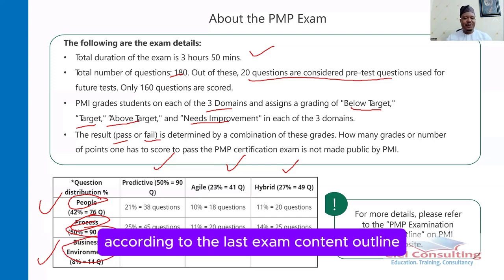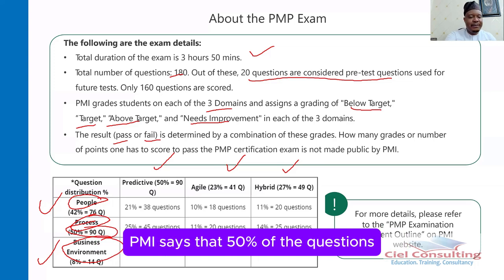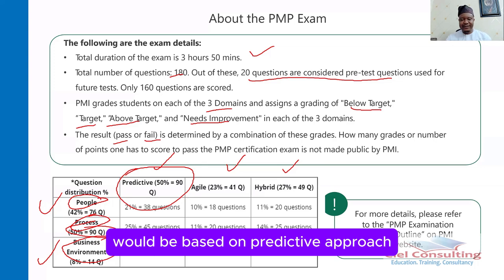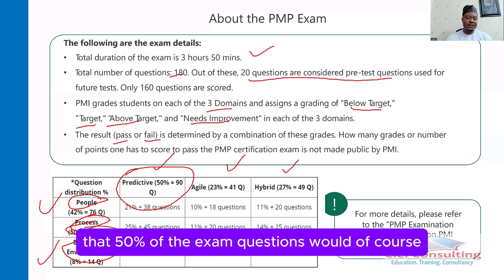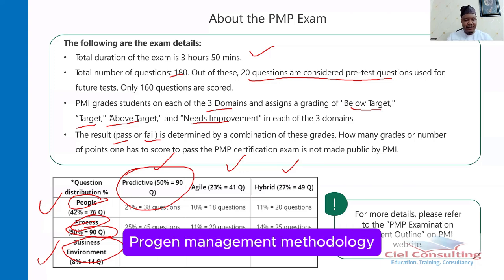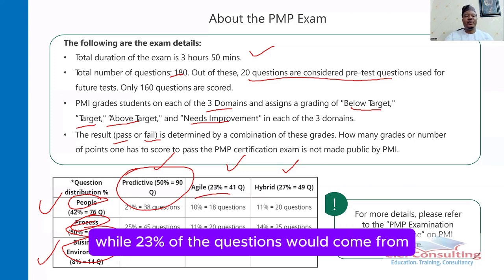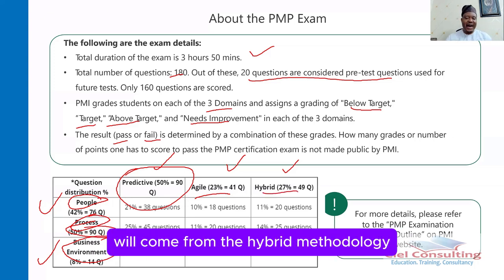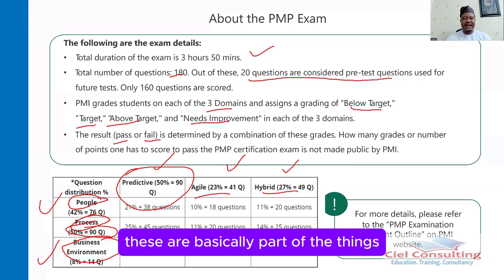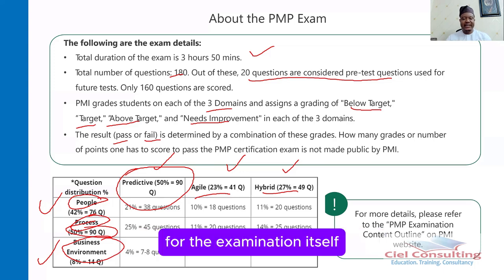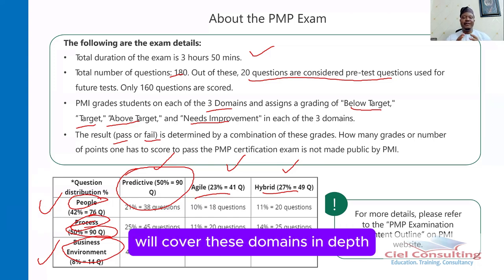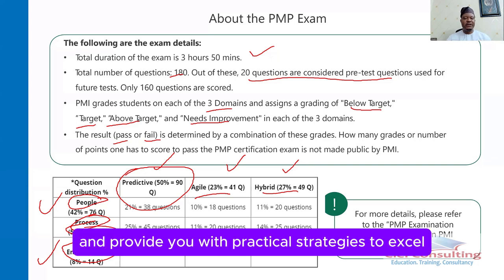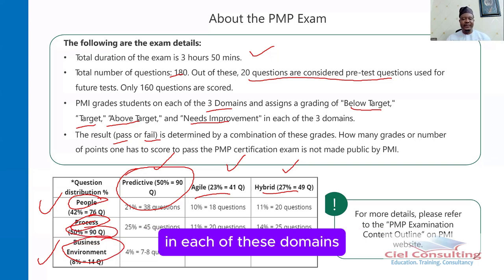According to the last exam content outline, PMI says that 50% of the questions would be based on the predictive approach. In essence, that 50% of the exam questions would come from the traditional project management methodology, while 23% would come from the agile methodology, and 27% from the hybrid methodology. These are things you need to take into consideration, especially when preparing for the examination itself. Like I mentioned earlier, taking part in our full PMP course will cover these domains in depth and provide you with practical strategies to excel in each of them.